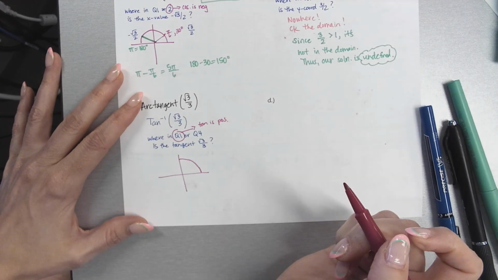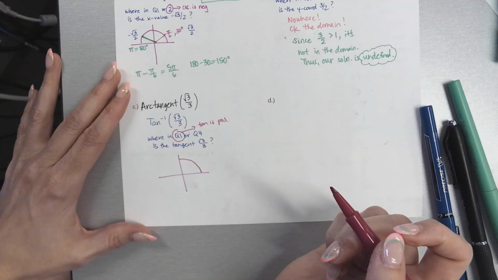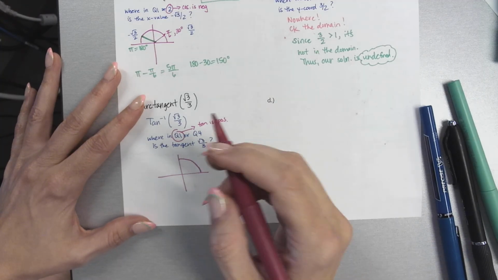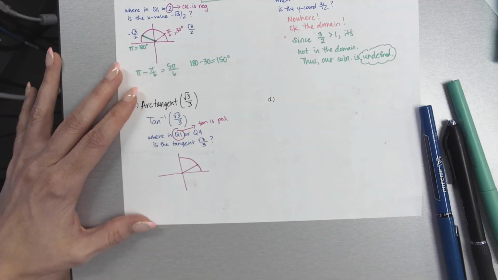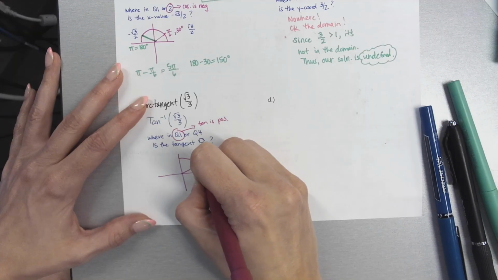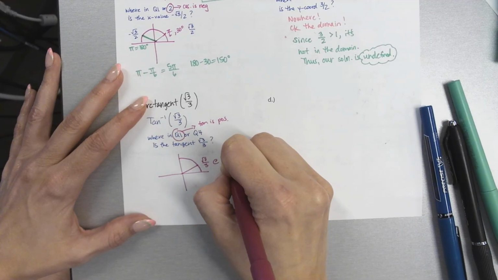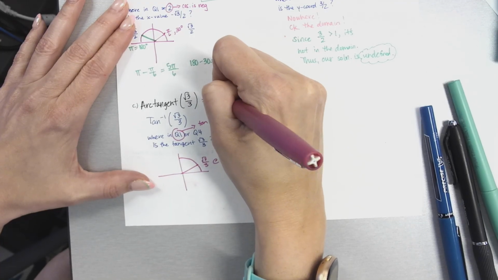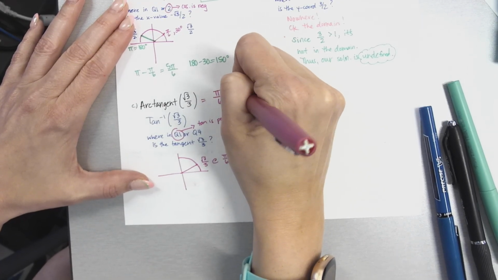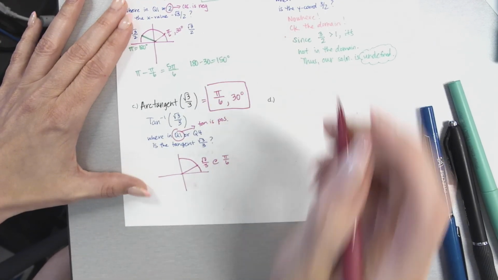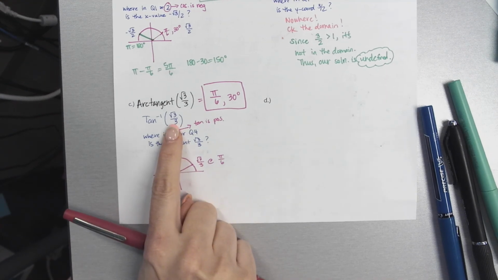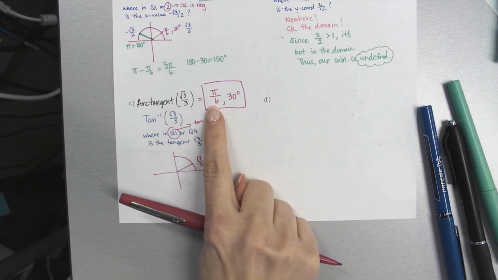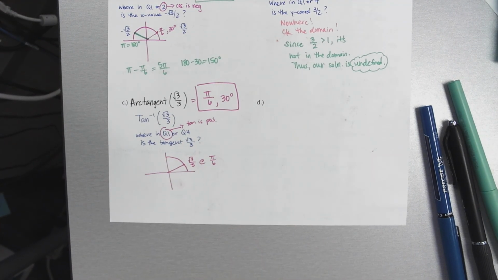Or some of you are already thinking about what your answer is going to be. Because didn't we find where the tangent was root 3 over 3? Yeah, where is it? 30 degrees. Yeah, so it's root 3 over 3 at pi over 6, which is 30 degrees. Okay, so that's your answer. It's just equal to pi over 6, 30 degrees. Okay, so all you're doing is finding where in radians and degrees is the tangent root 3 over 3.